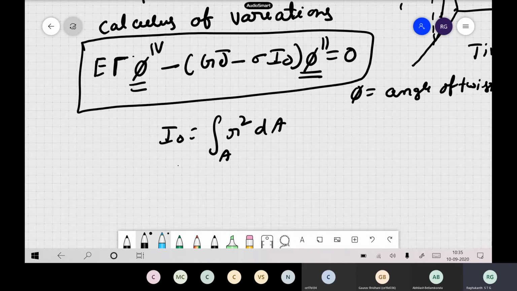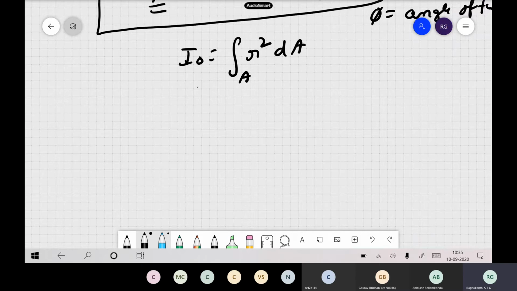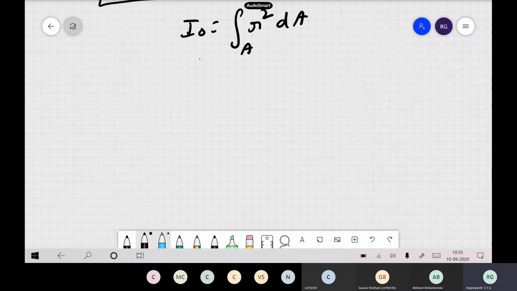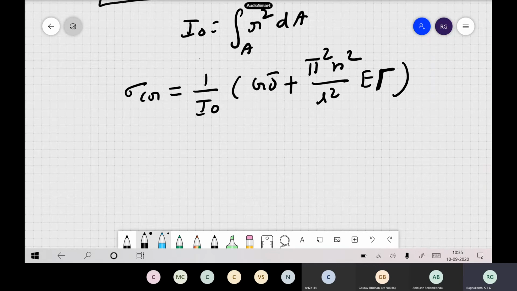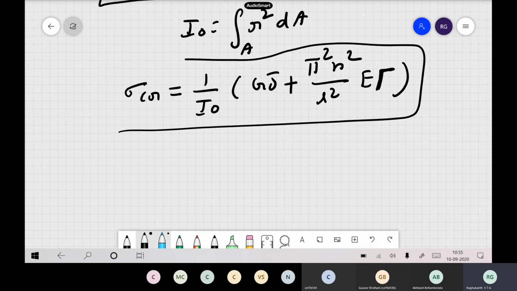So now you can easily find out the buckling load, or the buckling stress. I think they have given it here. So the critical buckling stress sigma critical is 1 by I naught times GJ plus pi square n square by L square times E times your warping constant. So this is a very special type of cross section where it buckles only under torsion. There is no flexural-torsional mode also.